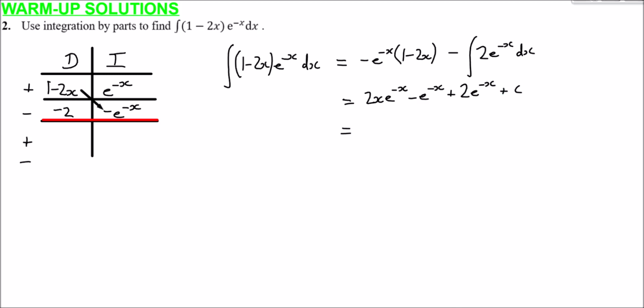And finally, just to simplify and collect terms, we can hopefully see here that we're going to have just one lot of e to the minus x overall. So we've got 2x e to the negative x minus e to the minus x plus 2e to the negative x, which is, as I say, just positive one lot of e to the negative x, then plus c.